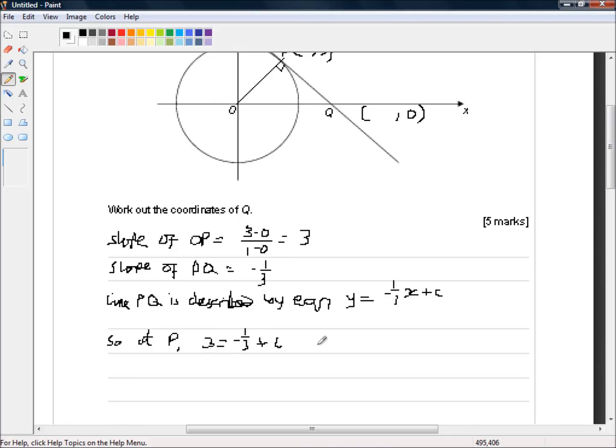Multiplying everything through by 3. Draw an arrow like that. So 9 is equal to negative 1 plus 3C. Moving that negative 1 across, nine plus 1 is 10, is equal to 3C. So C is equal to 10 over 3.